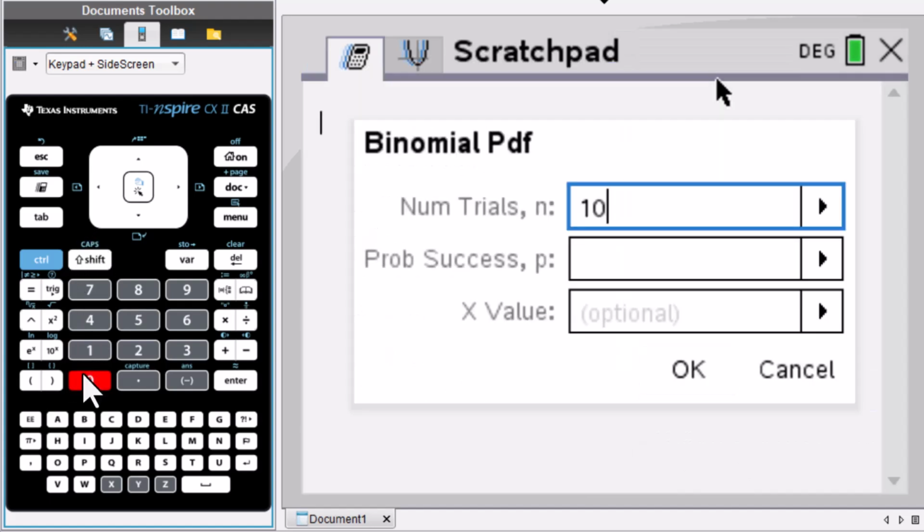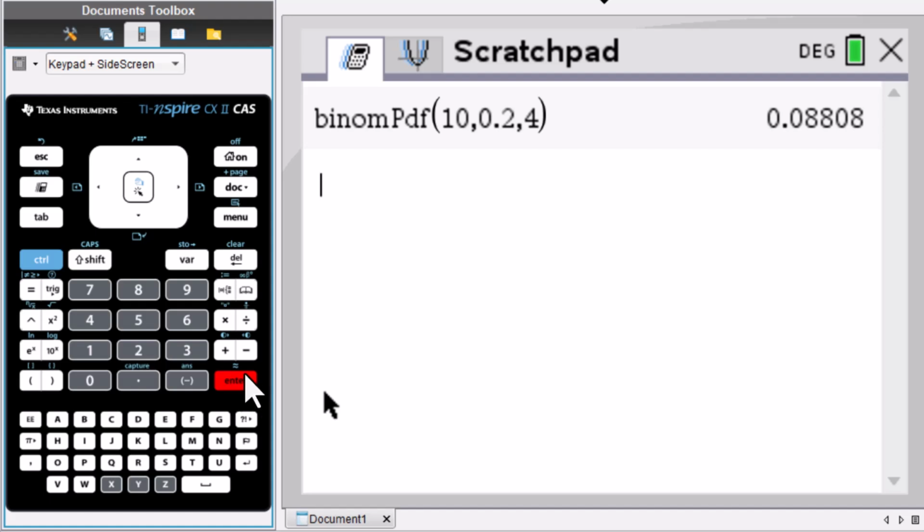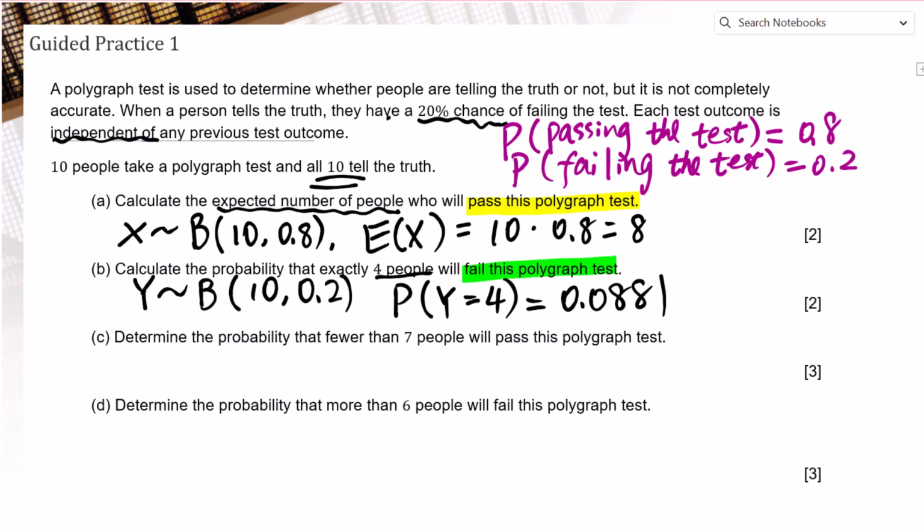N is 10. The probability of the desired result is 0.2. X value is 4. The answer is 0.0881. Let's go to C. Determine the probability that fewer than 7 people will pass this polygraph test.